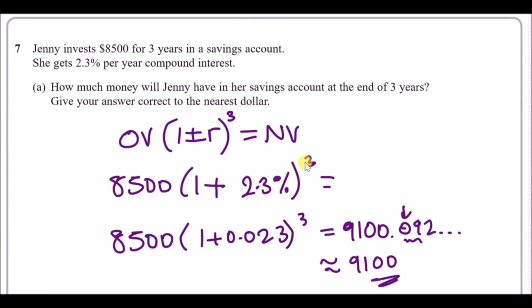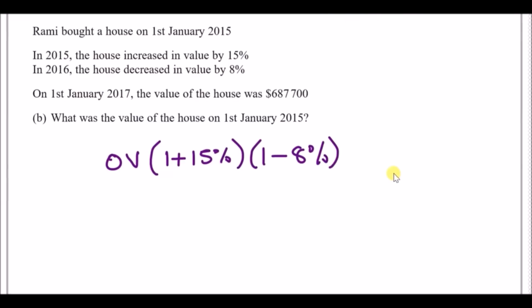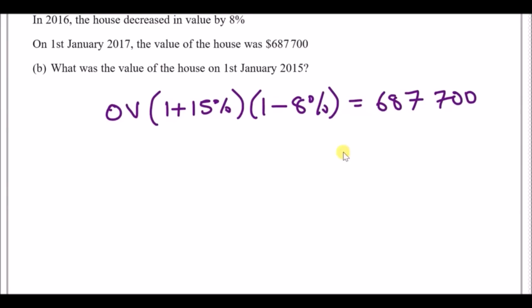This power here means it's increased by 1 plus 2.3%, 1 plus 2.3%, and another 1 plus 2.3%. So it kind of makes sense. And this should give us a new value, which we're told is $687,700. Now, to make your life super easy, just use some algebra. Literally make OV the subject. So we can say OV is going to equal, so literally divide this entire double bracket below this value. So it'll be 687,700 over all of that lot.